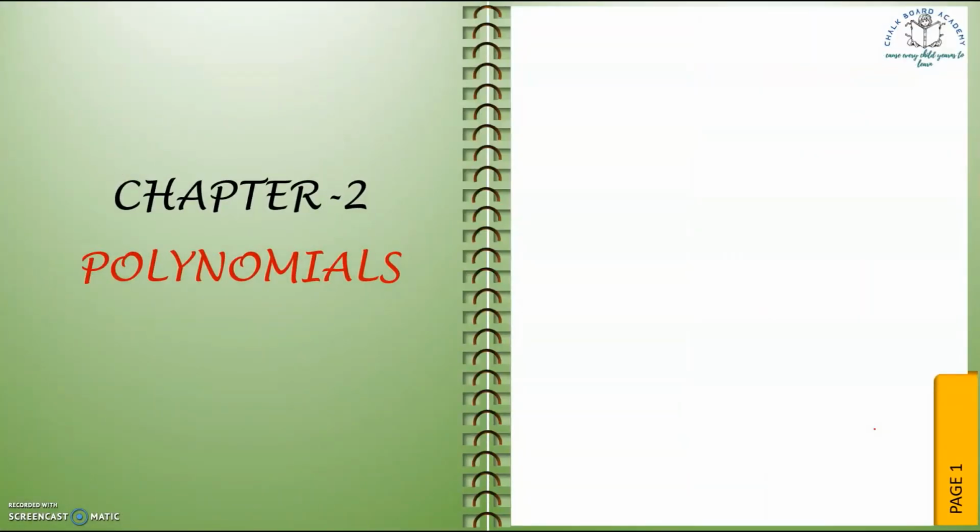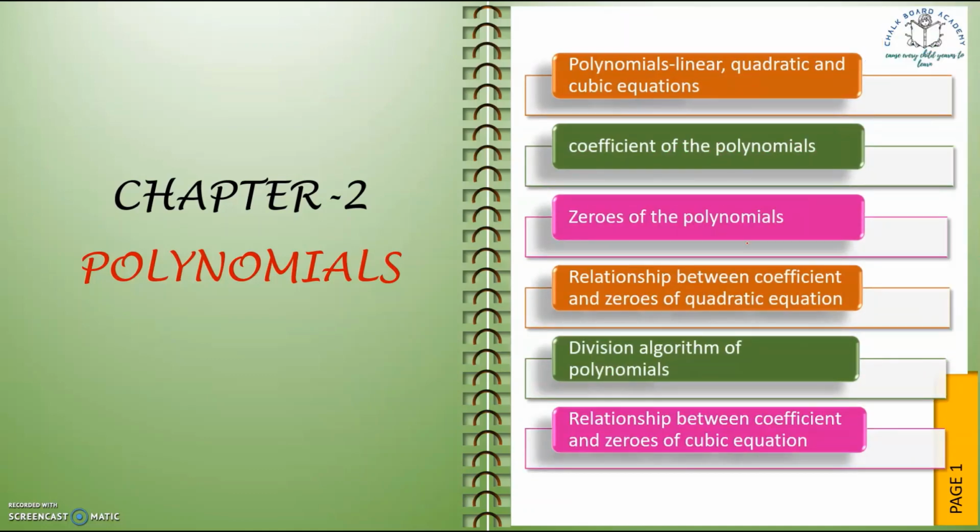Before starting, let's have a quick sneak peek of what we are going to discuss in this chapter. The very first topic is polynomials itself. We will understand what polynomials are and what the types of polynomials are. Then the coefficients of polynomials, that is the number present along with the variables. Then we will discuss the zeros, that is the values of variables in these polynomials, and the relationship between these numbers and the zeros of the polynomials, first for the quadratic equation, and thereafter the same for the cubic equation.